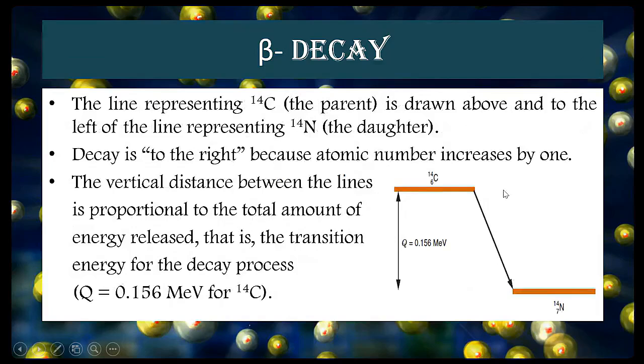So here this carbon undergone beta minus decay to form nitrogen. Here you can see the atomic number has changed. So this will be always towards the right side because something is increasing, adding to this. That's why its atomic number is increasing. So it is towards the right side. The energy will be around 0.156 mega electron volt.